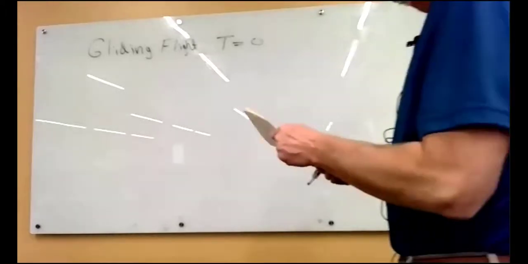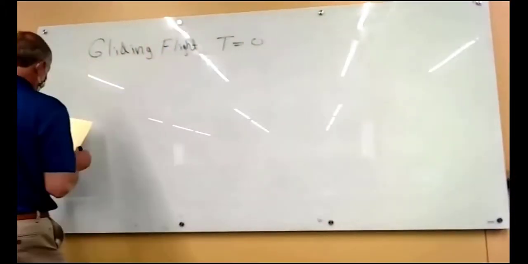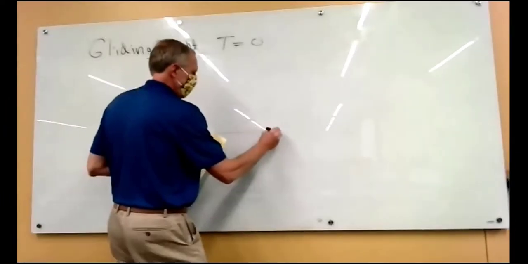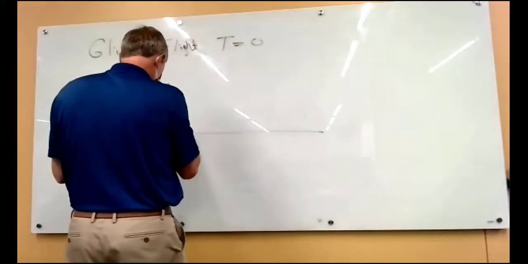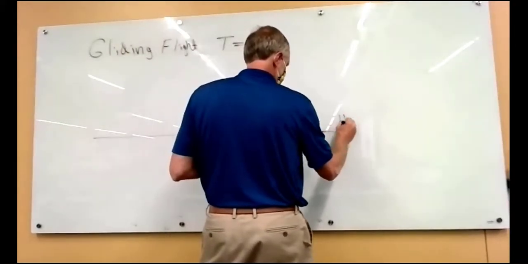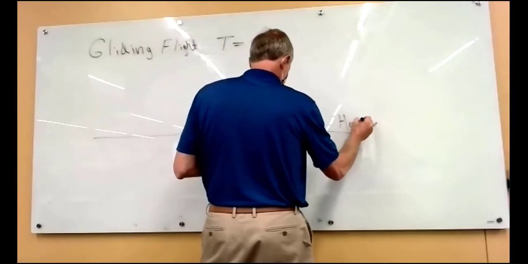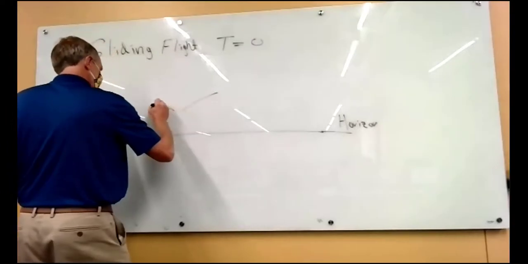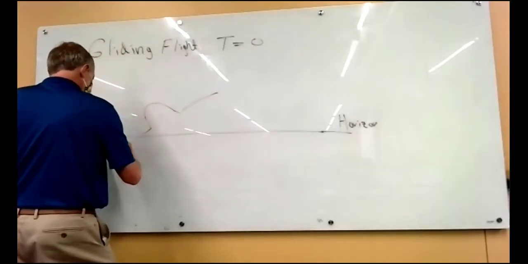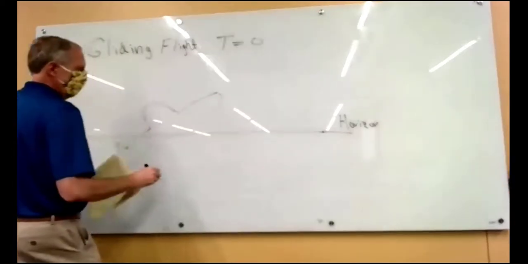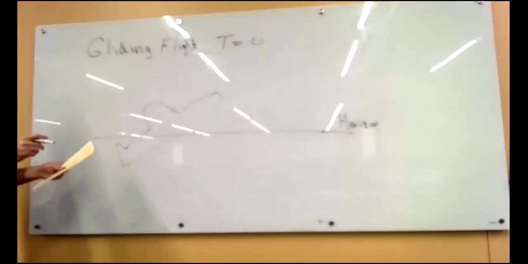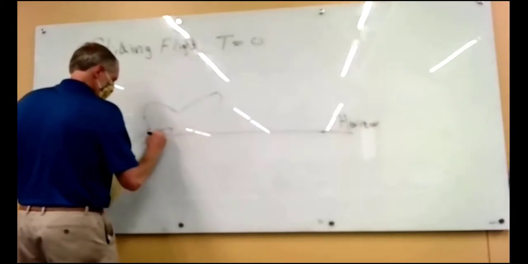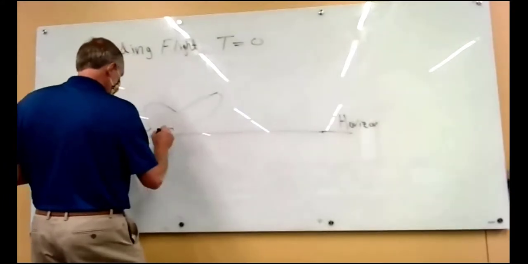So we're doing gliding flight. Thrust is 0. So let's draw our airplane again. So here's the horizon. And I'm going to draw the airplane going the other direction so that you can see that it doesn't really matter whether we draw it going to the right or the left. The angles and everything are still the same. So there's the airplane.